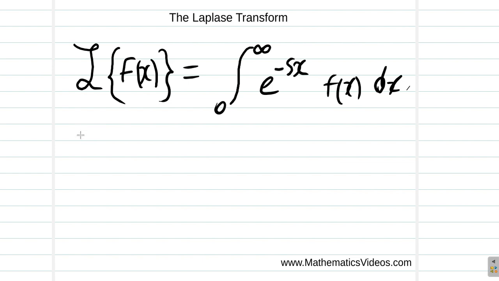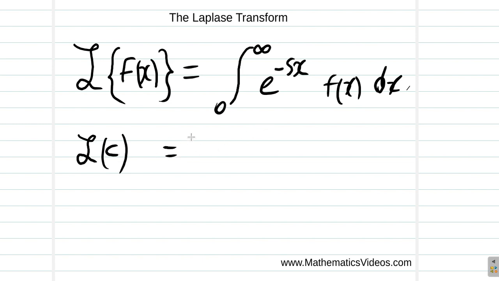Now, let us find the Laplace transform of just a constant, call it c. What is the Laplace transform of c? It could be 1, 2, 3, negative 1, negative 2, negative 3, any number. But we say it's a constant c.